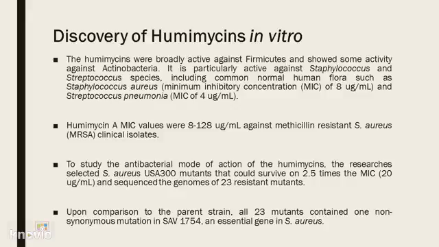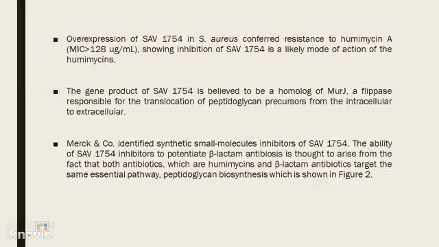To study the antibacterial mode of action of the humimycins, the researchers selected Staphylococcus aureus USA300 mutants that could survive on 2.5 times the MIC and sequenced the genomes of the resistant mutants. Upon comparison to the parent strain, all mutants contained one non-synonymous mutation in SAV1754, an essential gene in Staphylococcus aureus. Overexpression of SAV1754 conferred resistance to humimycin A, showing that inhibition of SAV1754 is a likely mode of action of the humimycins.